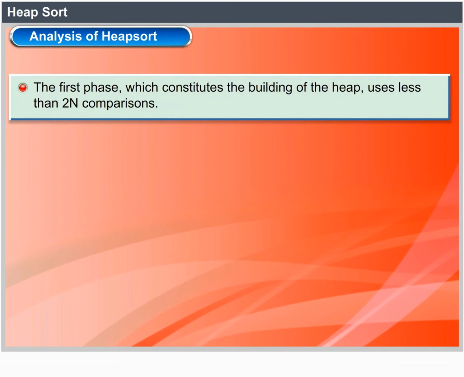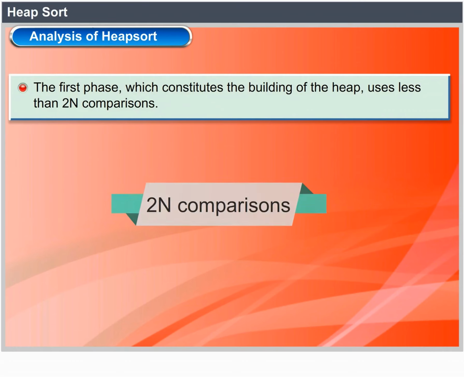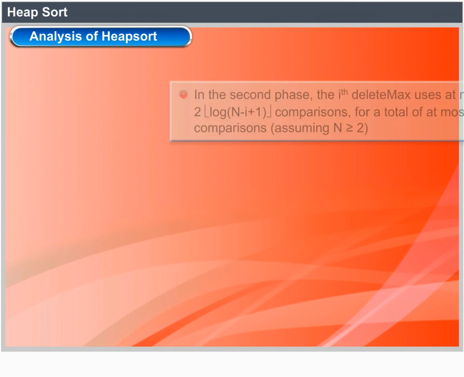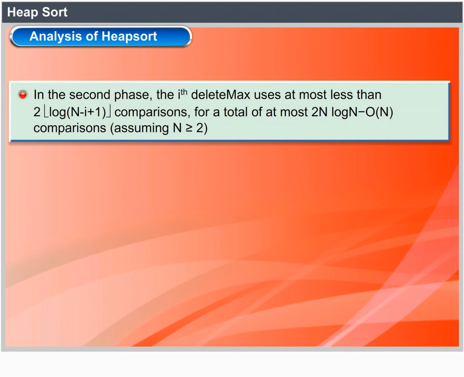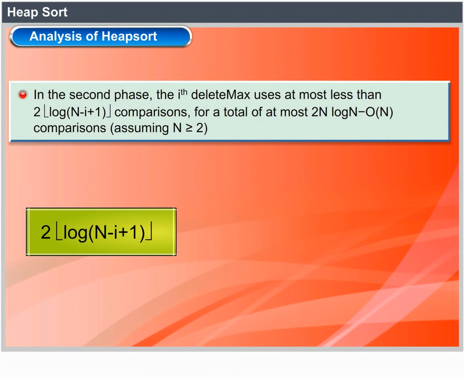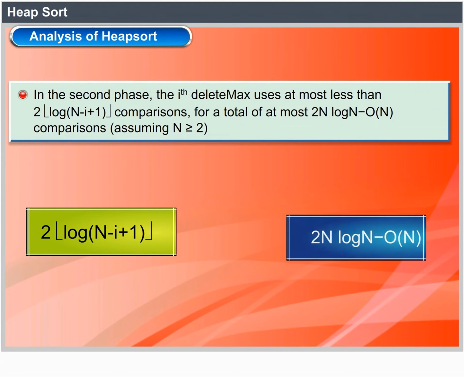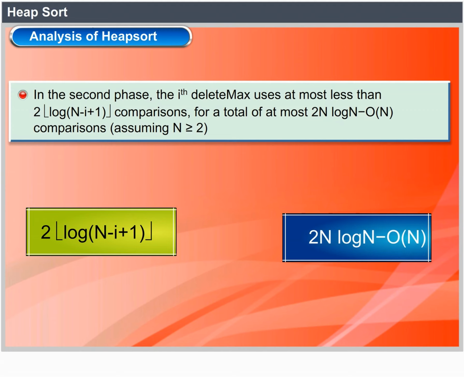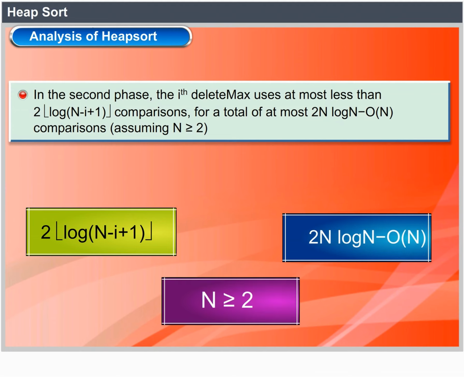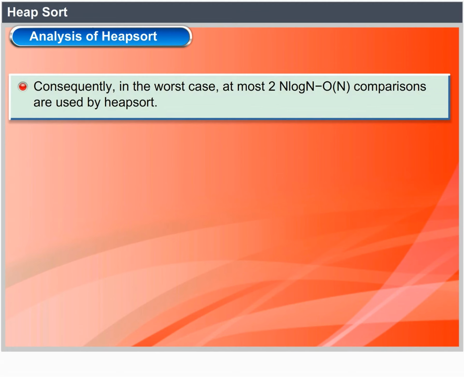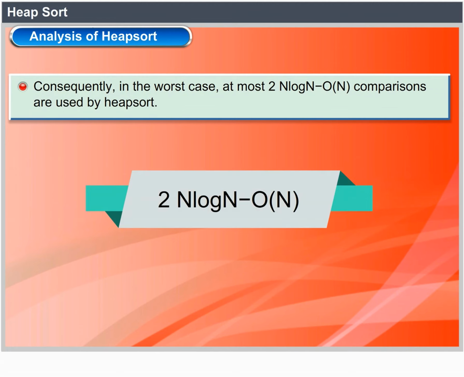Analysis of heap sort. The first phase, which constitutes the building of the heap, uses less than 2n comparisons. In the second phase, the ith delete max uses at most 2⌊log n⌋ − i + 1 comparisons, for a total of at most 2n log n − O(n) comparisons, assuming n ≥ 2. Consequently, in the worst case, at most 2n log n − O(n) comparisons are used by heap sort.